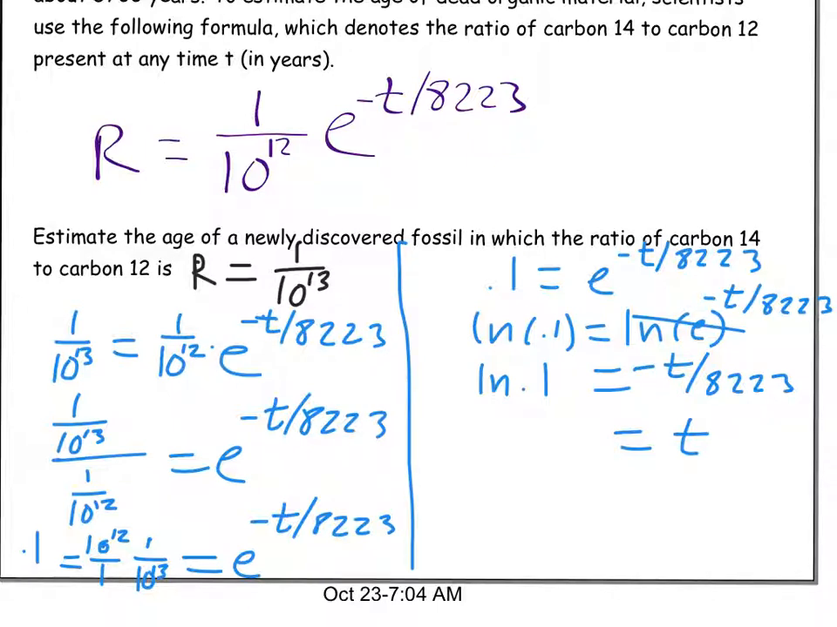I need to multiply both sides by 8,223. But notice I got rid of the negative sign. I could do this in one step if I multiplied by negative 8,223. Okay?